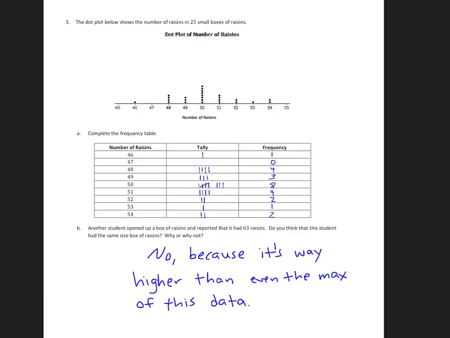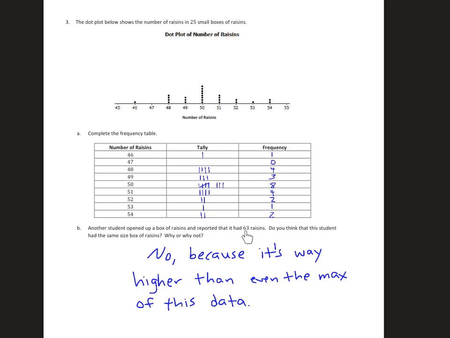And for our final two questions, we have our dot plot of 25 small boxes of raisins. And so if we add these, we should get to 25. So it's pretty easy to make a frequency table from a dot plot and vice versa. We're just going to get to 46. We have one dot there, so we tally in frequency. 47's 0 tallies, and 48's a 4. Then we have 3, then 8, 4, 2, 1, and 2.